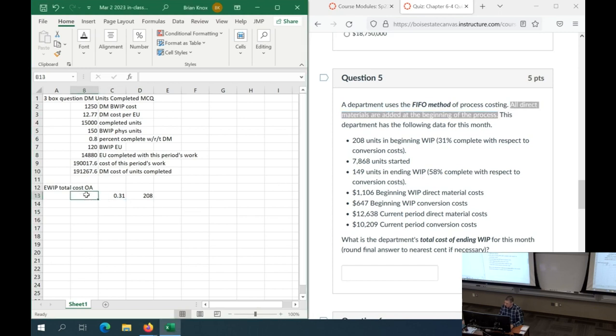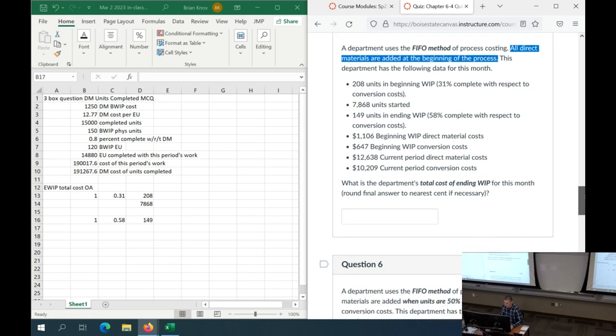Since all direct materials are added at the very beginning of the process, then all 208 of these units that are in process have to have had all their direct materials, or at least that is our assumption as a business. We started 7,868 units, and we have 149 units in ending work in process that are 58% complete with respect to conversion costs. And again, because of the still highlighted sentence up here, they are 100% complete with respect to direct materials.